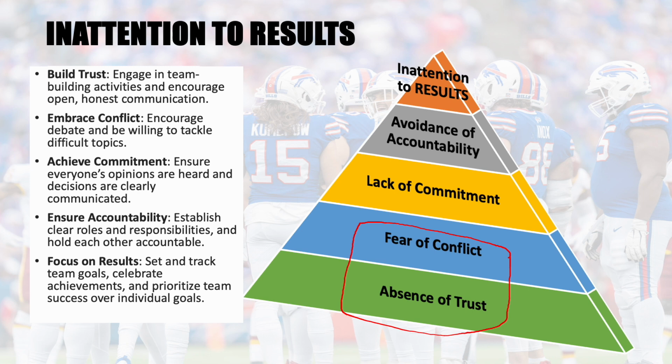Now let's see again the things which we have to do. Build trust. So instead of absence of trust, there should be a trust which should be built. Embrace conflict. So instead of fear of conflict, we should be embracing the conflict. We should achieve commitment. Everyone's opinions are heard and decisions are clearly communicated, and hence they are clearly committed. Accountability. Establish clear roles and responsibilities and hold each other accountable for them. Focus on results, set and track team goals, celebrate achievements, and prioritize team success over individual goals.